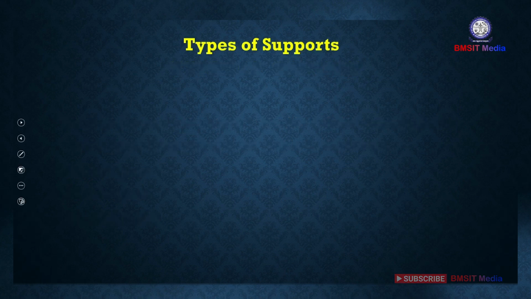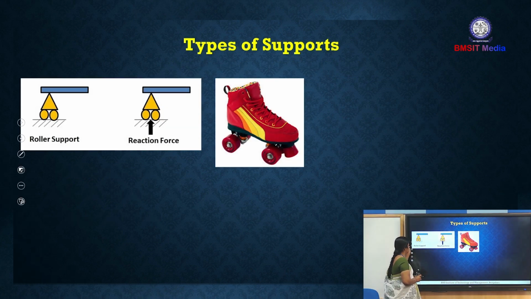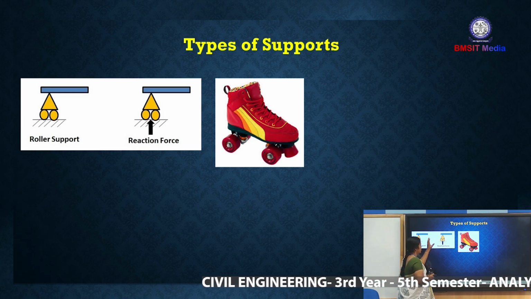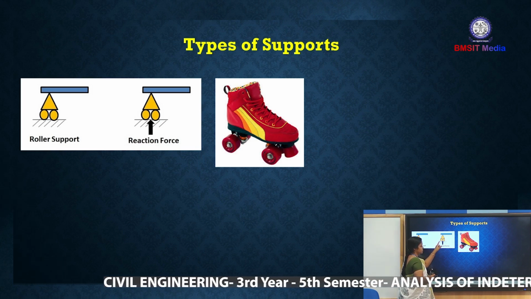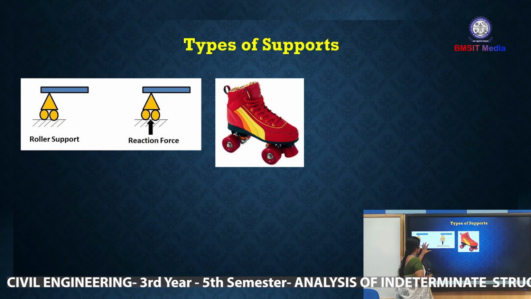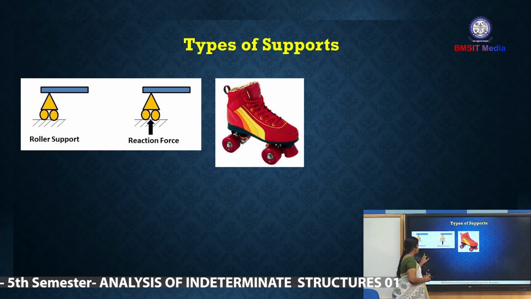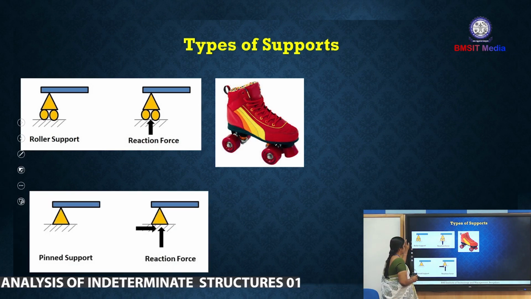Now coming to roller support, it has one support reaction, along the vertical direction. Which means it does not allow any movement along the vertical direction. It allows only the rotation and horizontal movement. So the number of support reactions of the roller support is 1. Skating is an example of the roller support.